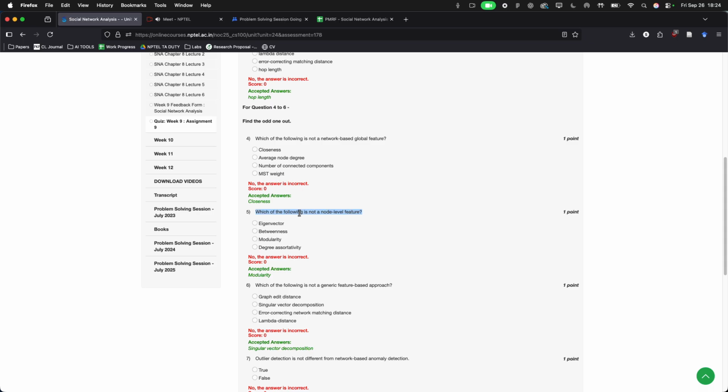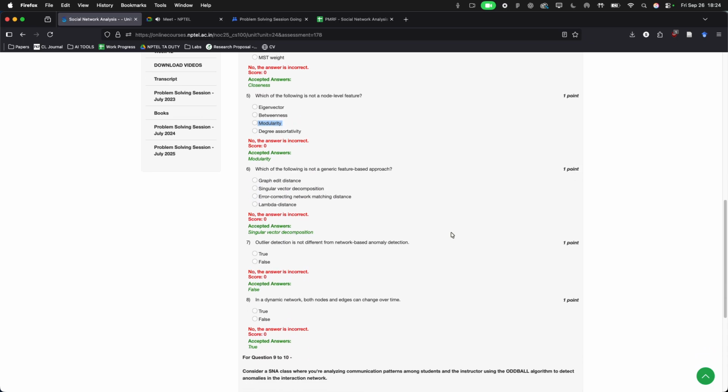Which of the following is not a node-level feature? Modularity is used for community detection, so it's not a node-level feature. It's a mesoscopic feature. Betweenness is microscopic, eigenvector is microscopic, degree assortativity is microscopic, and modularity is mesoscopic. Which of the following is not a generic feature-based approach? Graph edit distance, vector-based similarity, and lambda distance all just study the graphs, while this one studies the matrices, so it's not a generic feature-based approach.